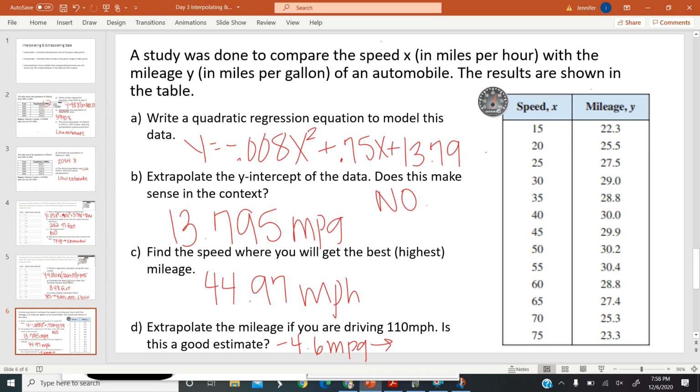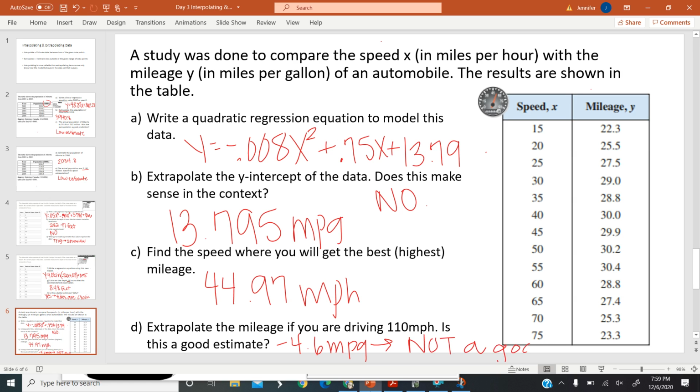And then, is that a good estimate? So, if you're getting negative 4.6 miles per gallon, that means that as you're driving, your car is filling up with gas. So no, obviously that is not a good estimate.